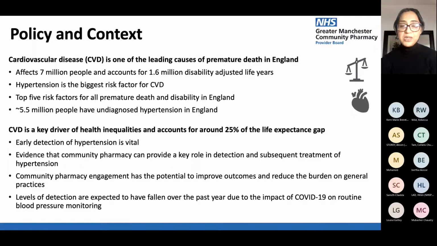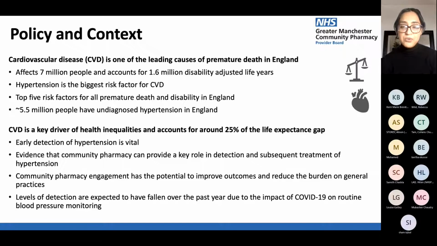There's evidence that community pharmacy can provide a key role in detection and treatment of hypertension. Community pharmacy engagement has the potential to improve outcomes and reduce the burden on general practice. And the levels of detection are expected to have fallen over the past year due to the impact of COVID-19 on routine blood pressure monitoring. And just to add a bit more context here, there is now Northwest CVD prevention work ongoing because it's recognised that post-pandemic, the level of cardiovascular risk has increased and the number of undiagnosed people is on the increase as well. So there's a huge drive from the ICS systems to try and work together collaboratively, and community pharmacy have a key role in that. Next slide.